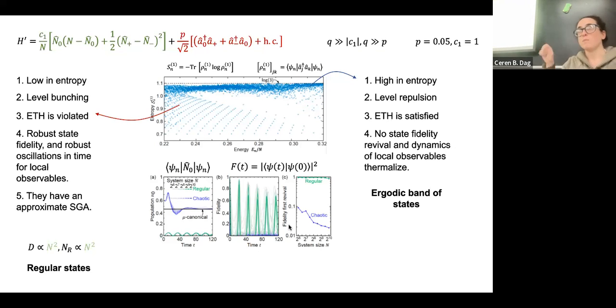Even though they check boxes for QMBS, let me note that the number of these regular states increases proportional to n square, while the Hilbert space dimension also increases proportional to n square. So for QMBS, there is that difference. The number of QMBS increases polynomially, while the Hilbert space dimension increases exponentially.